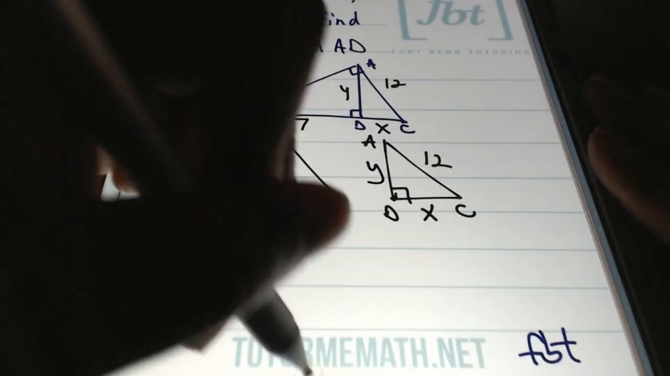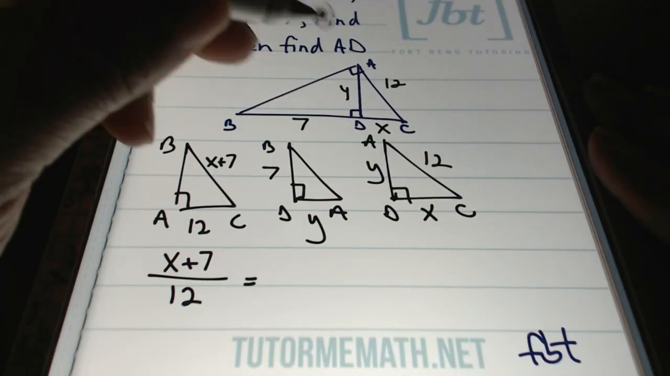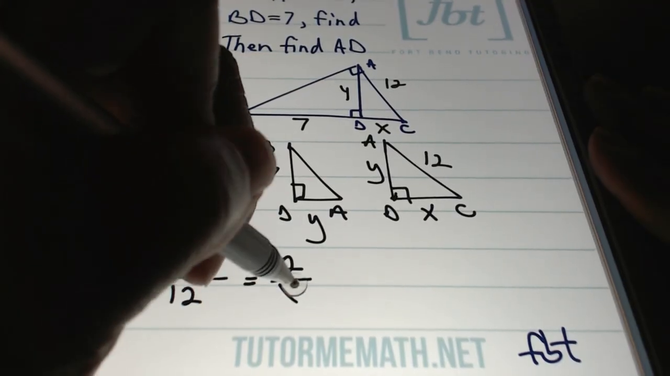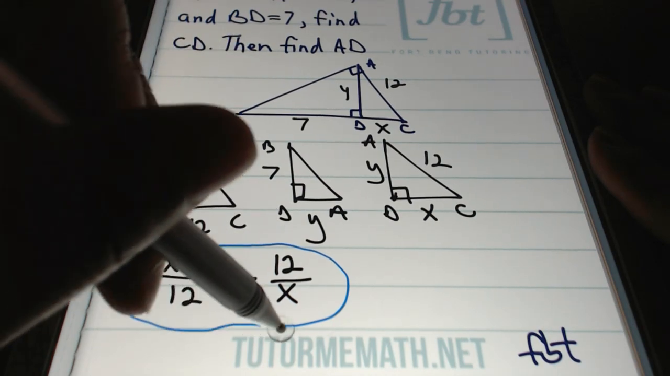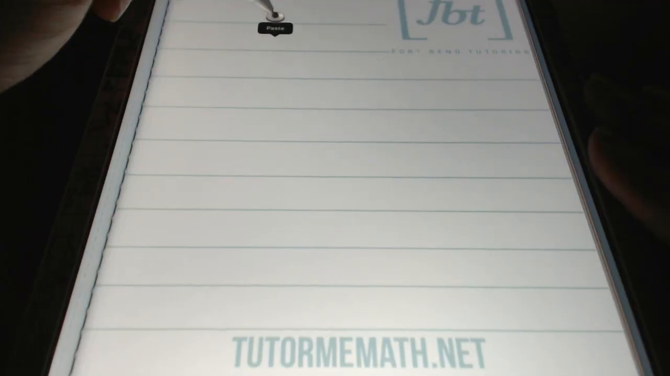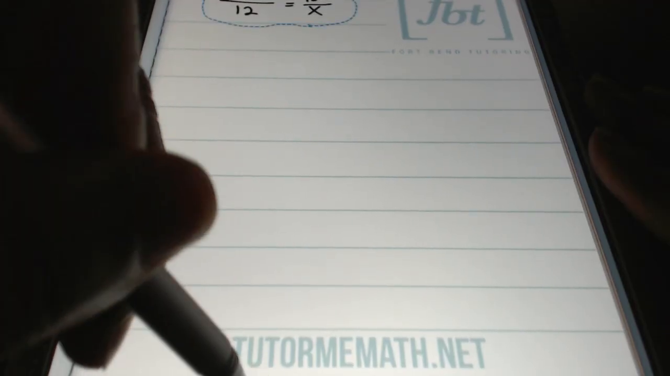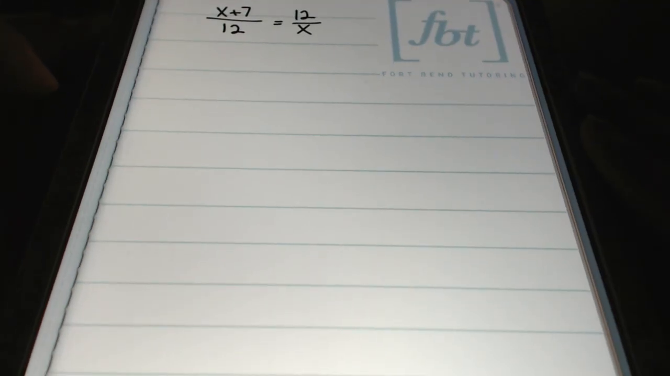We had this set up as X plus 7 over 12 equals 12 over X. Let's go ahead and solve for this now. Let's go ahead and hook this up. Hopefully I don't make any mistakes. I don't want to make any mistakes with this. All right, here we go. So solving this, we have the following.